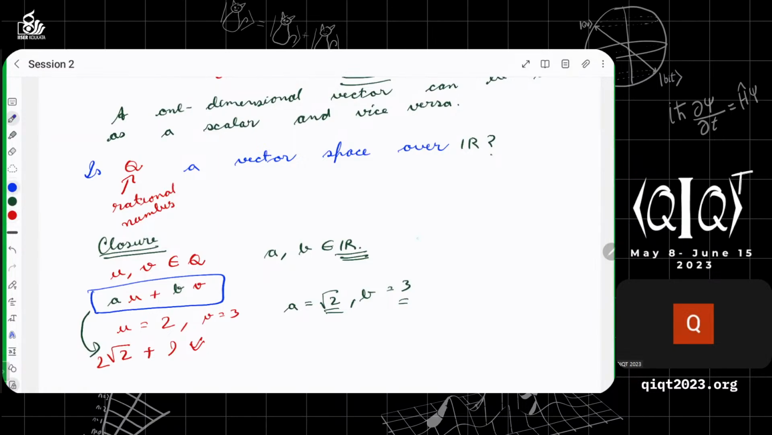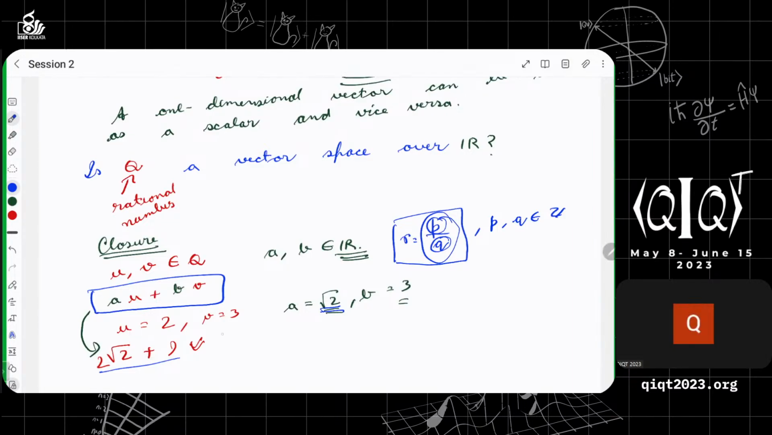In case you are a little rusty, rational numbers are any real numbers which can be written in the form p by q, where p and q are integers. So if a number can be written in this form, it is a rational number. Now √2 is not a rational number. So is 2√2 plus 9 a rational number? Anybody? No, it's not.